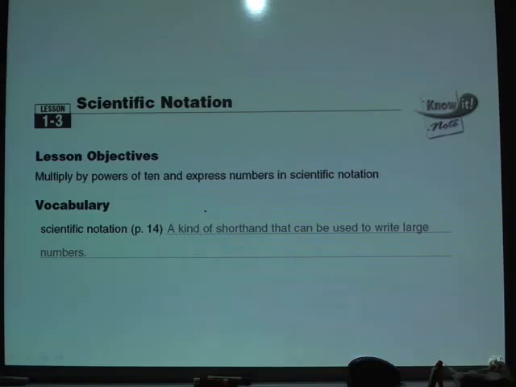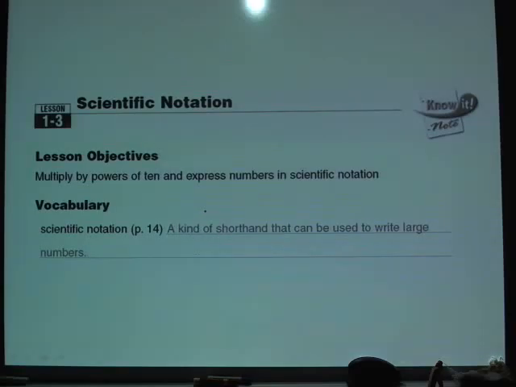This is a video presentation of Chapter 1, Section 3, entitled Scientific Notation. Our objective here is to be able to multiply by powers of 10 and express numbers in scientific notation. So it's a good place to start by talking about the definition of scientific notation.